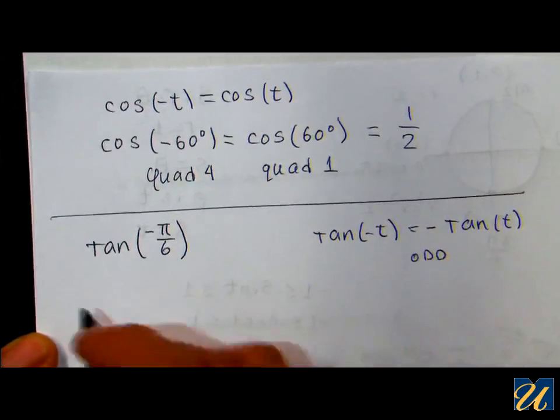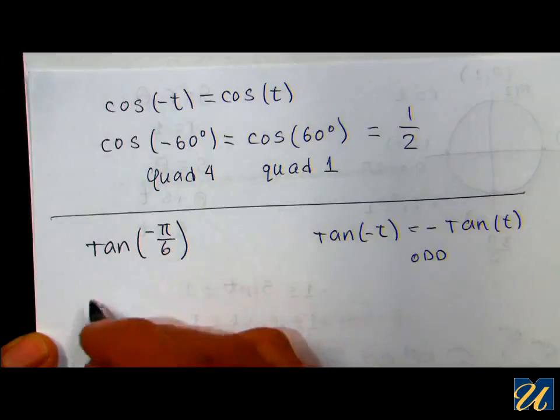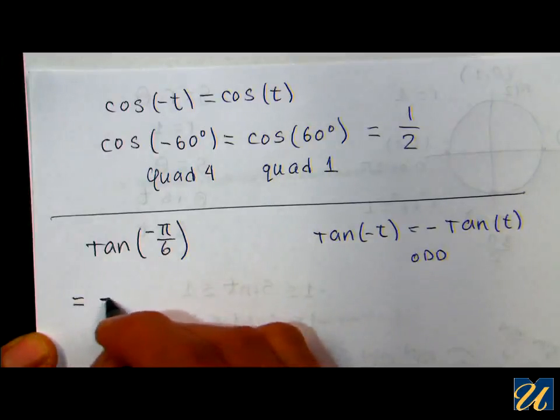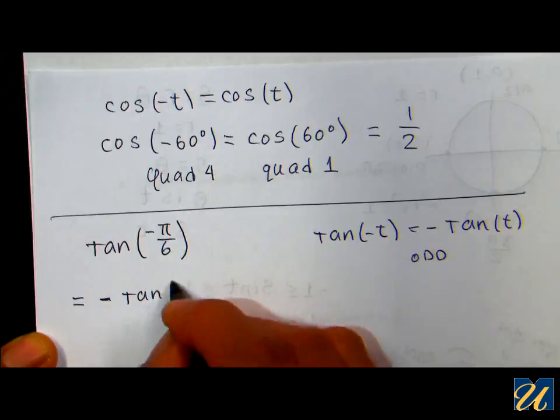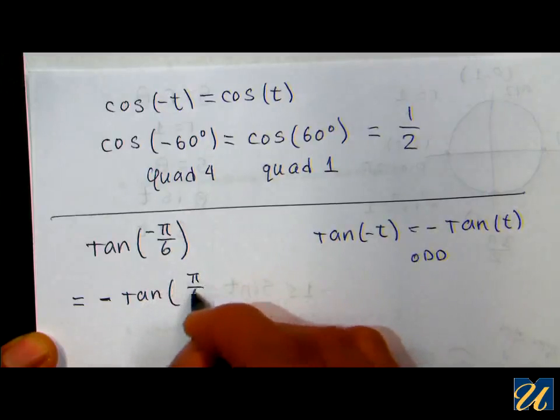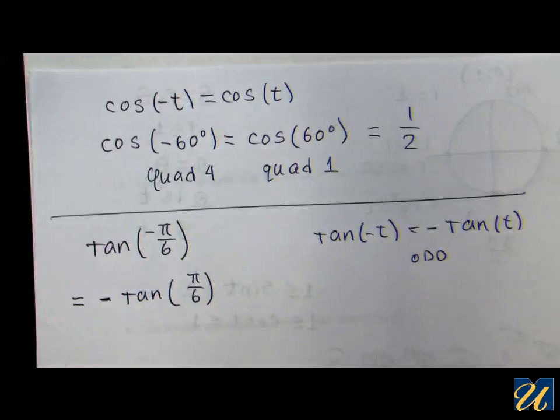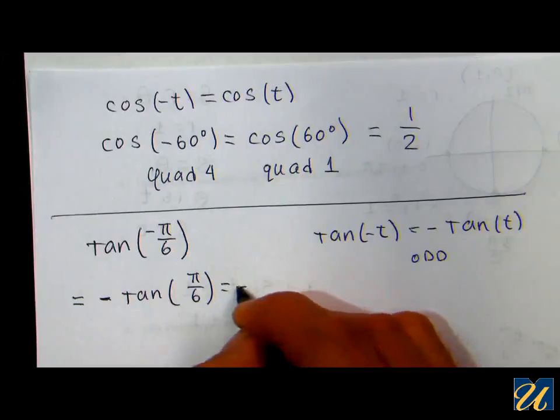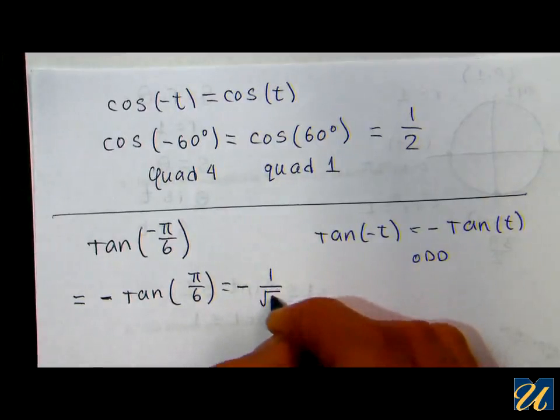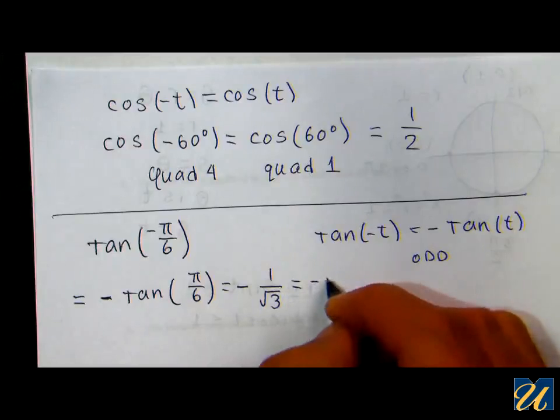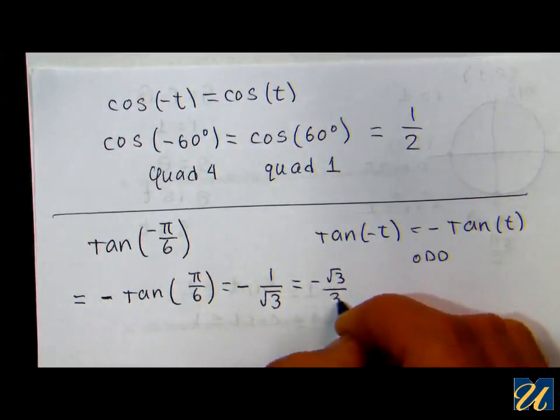So that means that the tangent of minus pi over 6 will be minus the tangent of pi over 6. So we get the tangent of pi over 6 is 1 divided by square root of 3, negative 1 divided by square root of 3, or rationalize, negative square root 3 over 3.